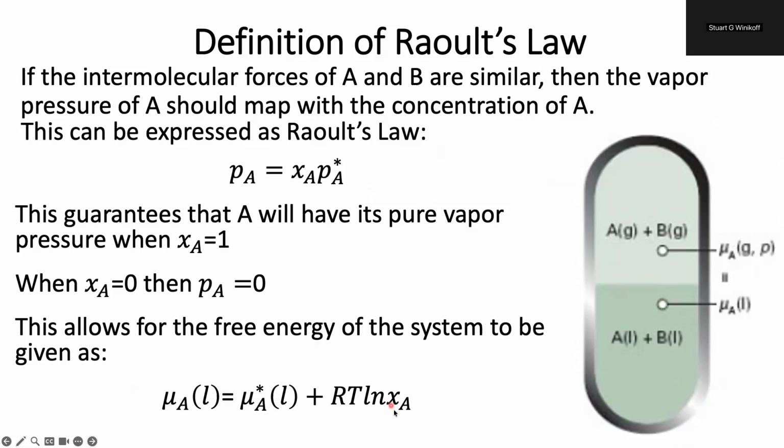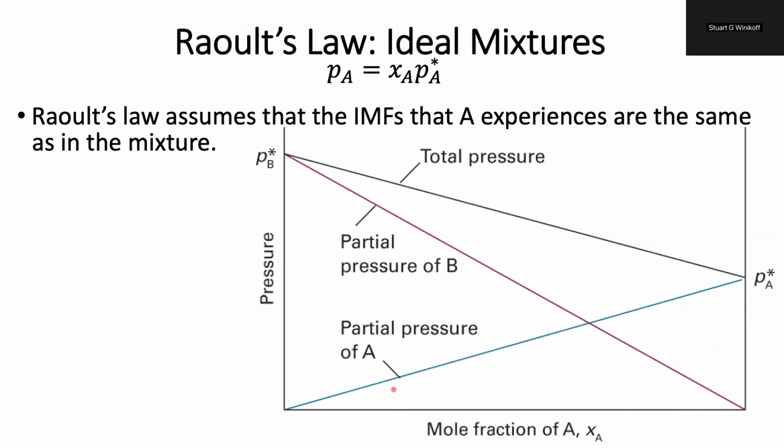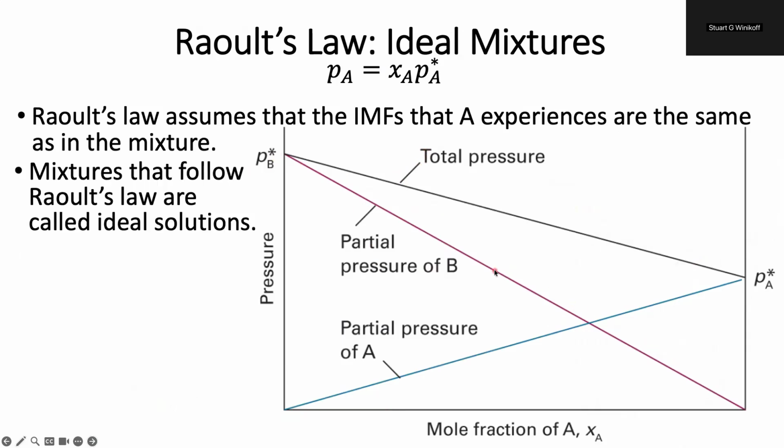Now, the problem here is that this does assume that the intermolecular forces that A experiences are the same as the intermolecular forces it experiences with B. But if this does hold, then we have a nice linear variation of the partial pressure of A along with its composition, and the same thing with B. Now, mixtures that follow Raoult's law are called ideal solutions, and there are plenty of them. This will be things like benzene and toluene.